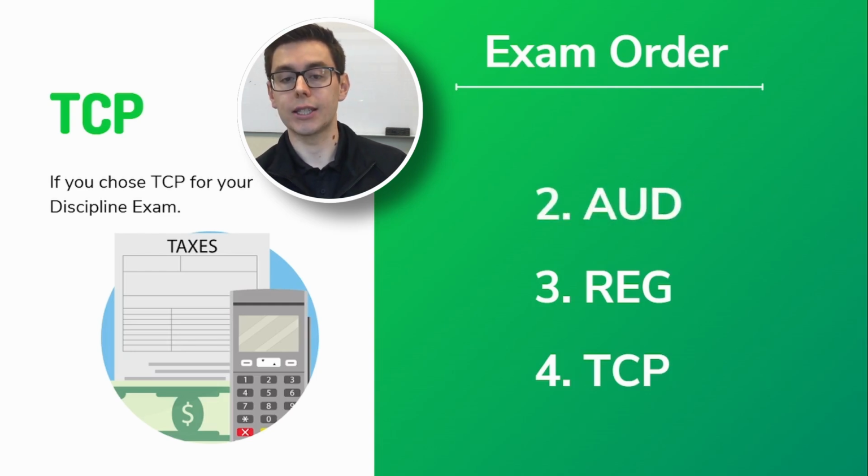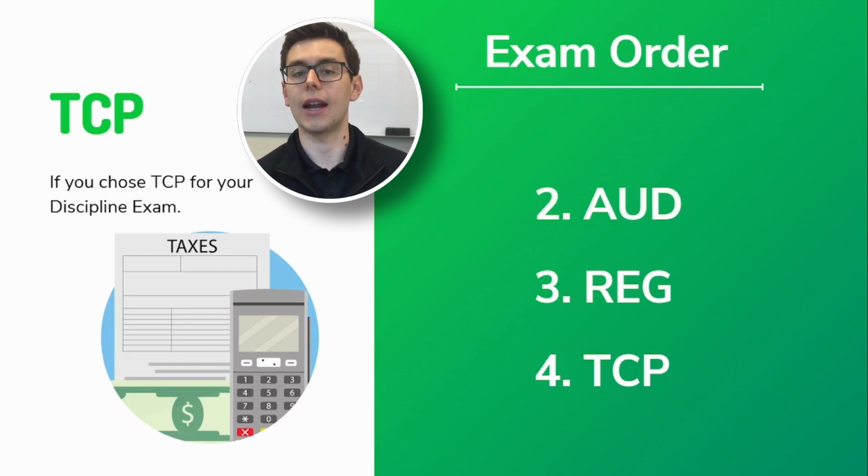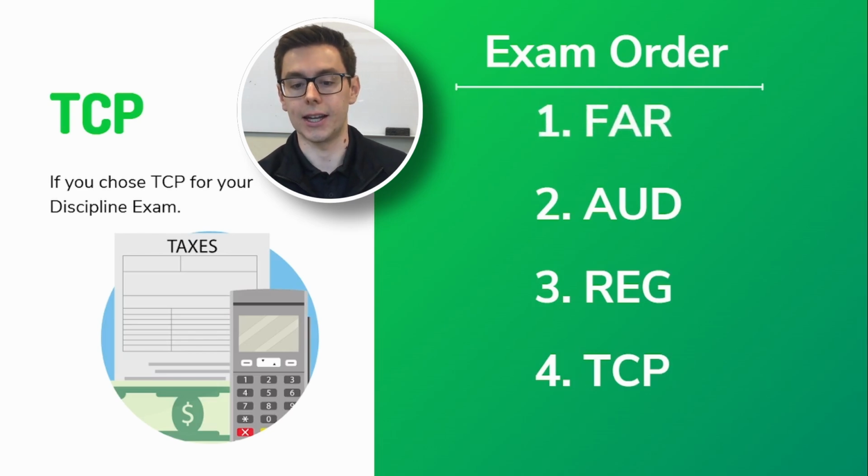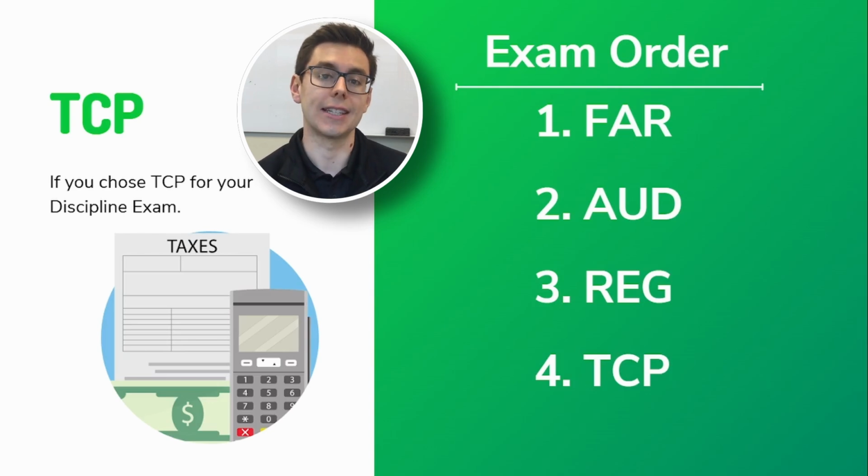Then what are we going to do next? We're going to put Audit before Reg again because I really like taking Audit after FAR. I think FAR gives you a good baseline and some good knowledge with journal entries that you're going to need on the audit exam. And in this case, you're going to start out with FAR. So that's what your order would look like, what I would suggest if you're taking the TCP discipline exam.